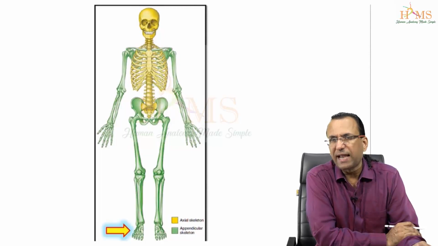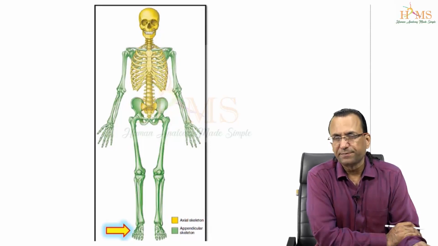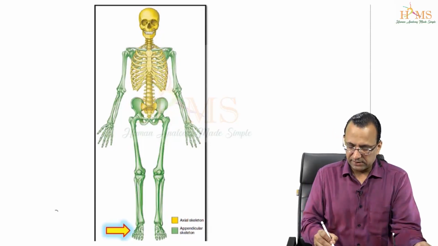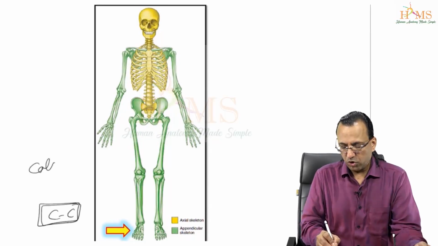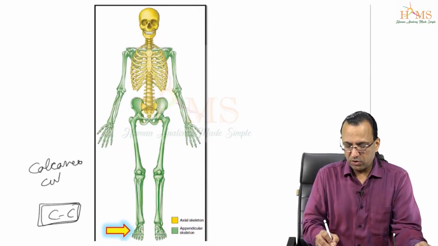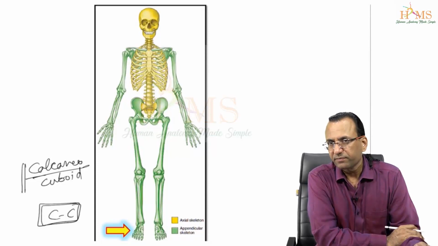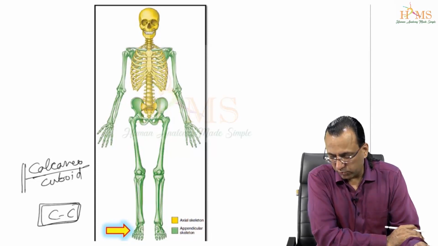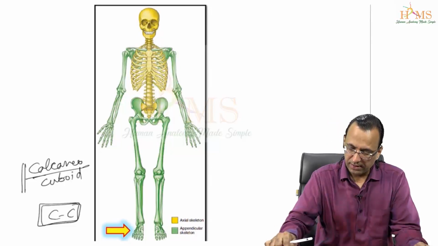Now, I will give you one more example of saddle synovial. It is in the foot, the lateral longitudinal arch. What about the lateral longitudinal arch? Where is the saddle synovial joint? Actually, it is called the CC joint. What is the CC joint? The calcaneo-cuboid joint. So, the calcaneo-cuboid joint in the foot is a saddle synovial joint; we will be discussing this in the lower limb later as well.